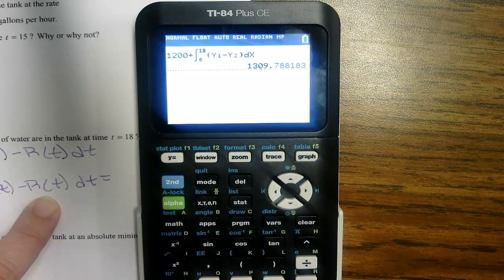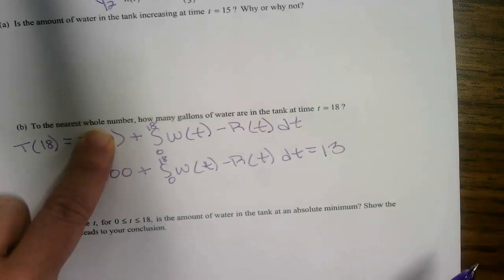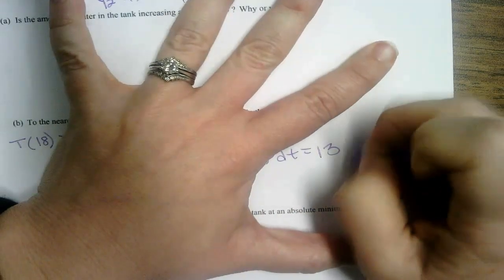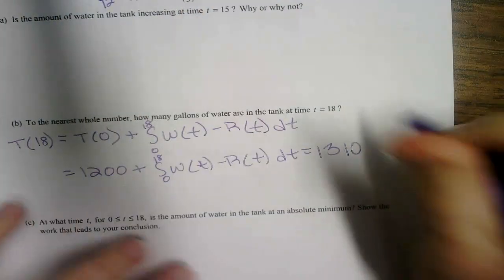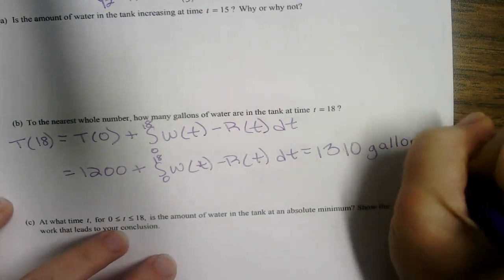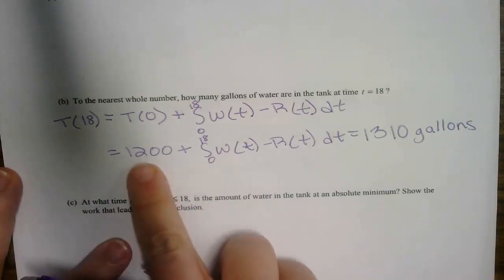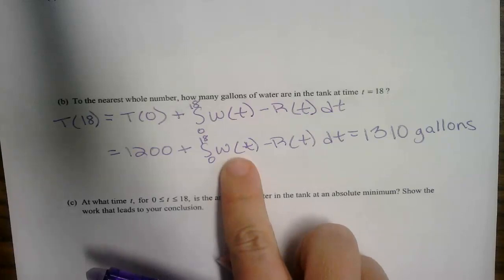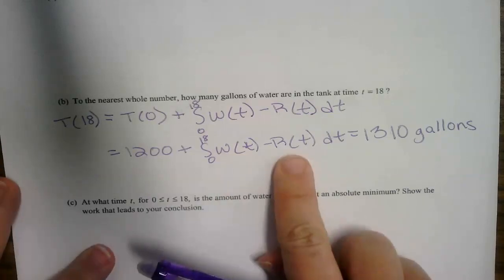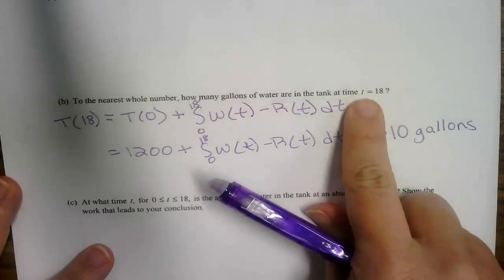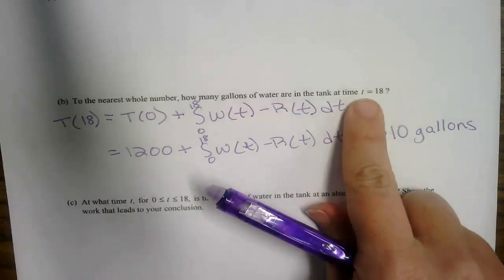Let it crunch, and I got 13... It does say to the nearest whole number here, so I'm going to round. Actually that 9 is going to round up to 10. So 1310 gallons. Remember, this is the total gallons we just calculated. We took the starting value, we added how much came in, and then how much went out. So we were at 1310 gallons at time 18, the 18th hour.